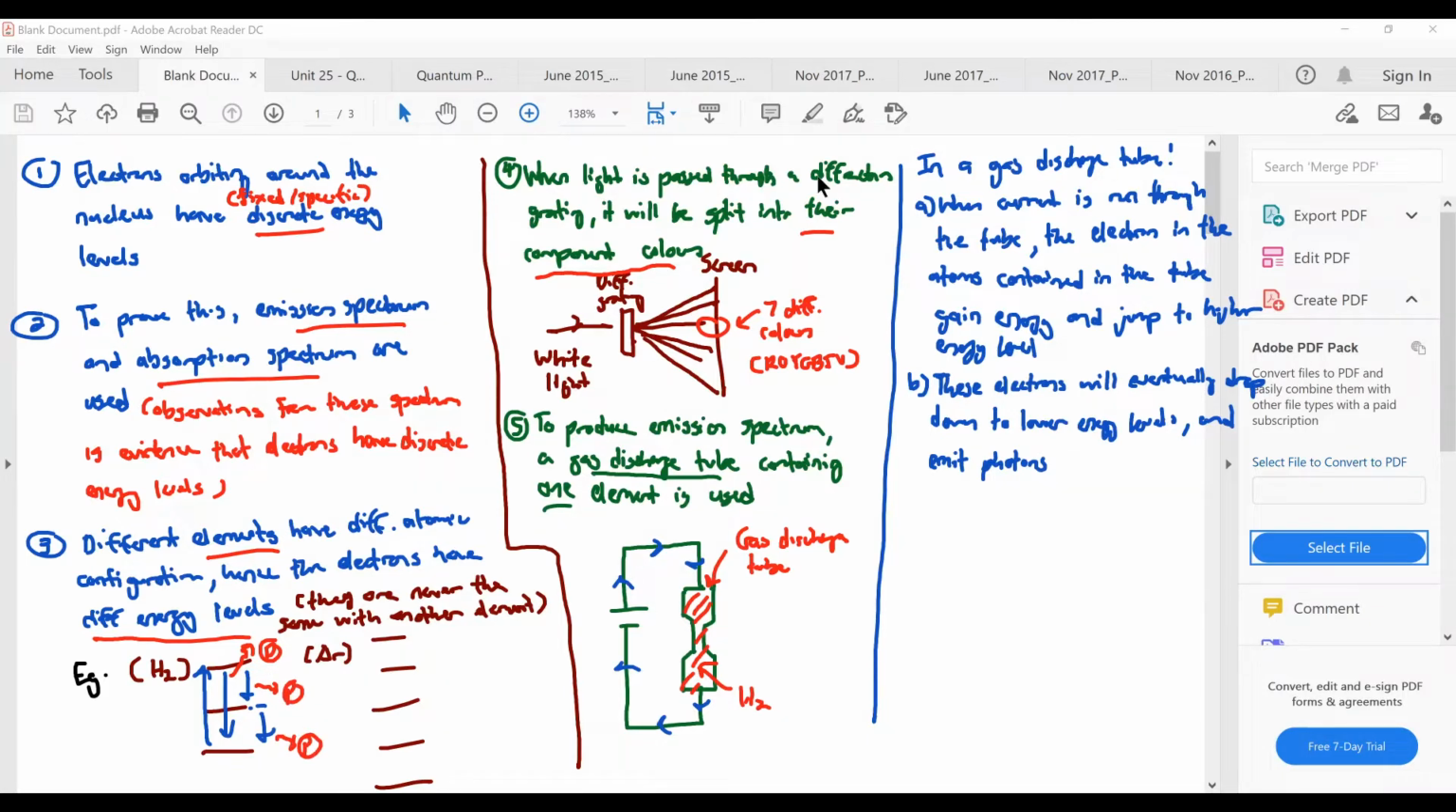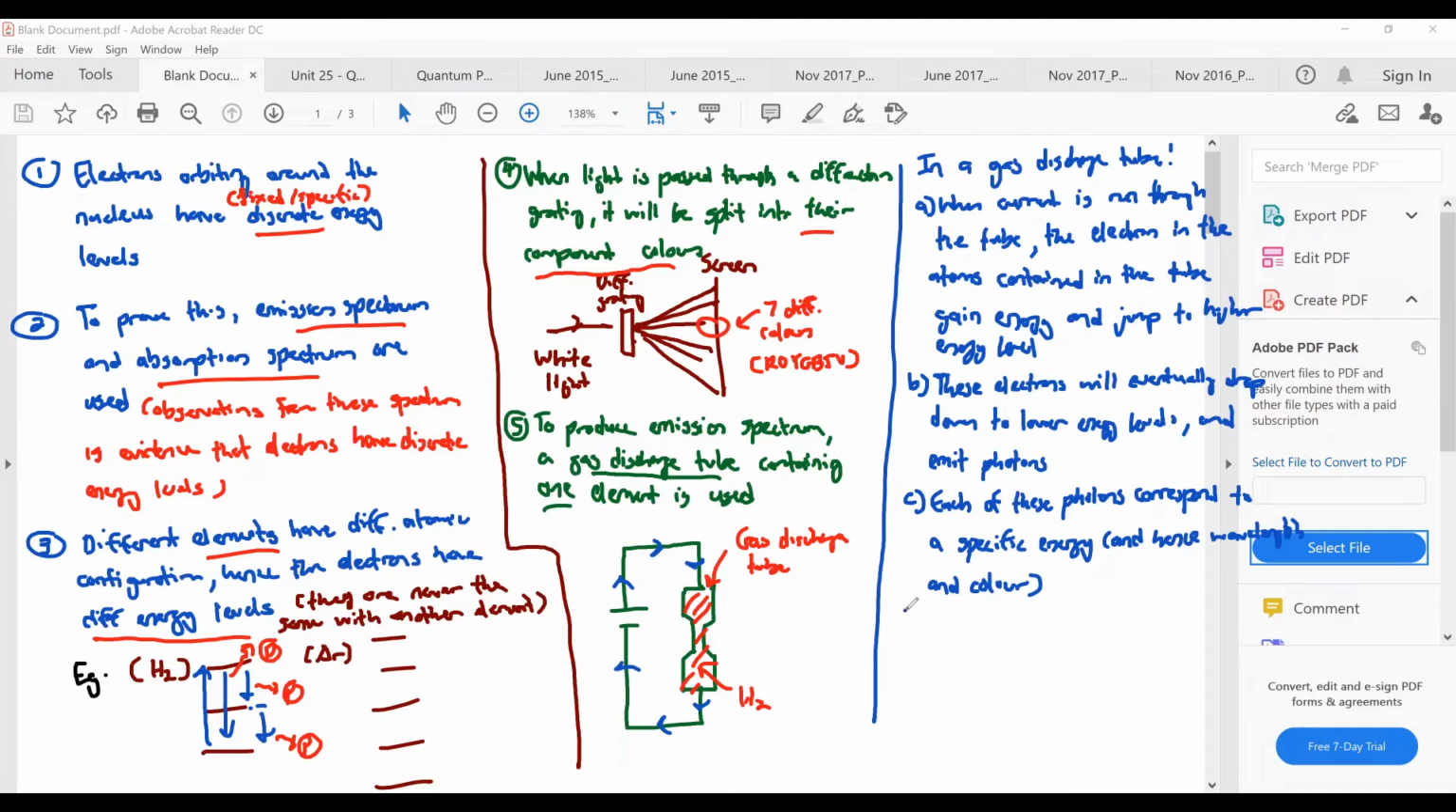Okay, so what you understand is that each of these photons corresponds to a specific energy and hence a specific wavelength and color. Okay, so each of these photons that get emitted actually correspond to certain energies, which in turn correspond to certain wavelengths or certain colors, right?